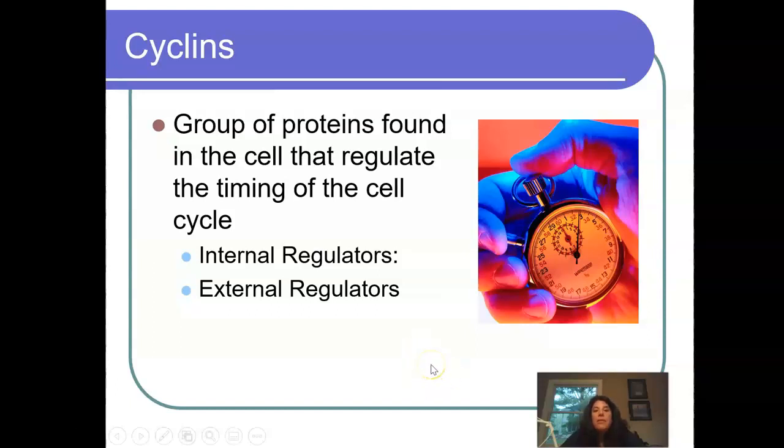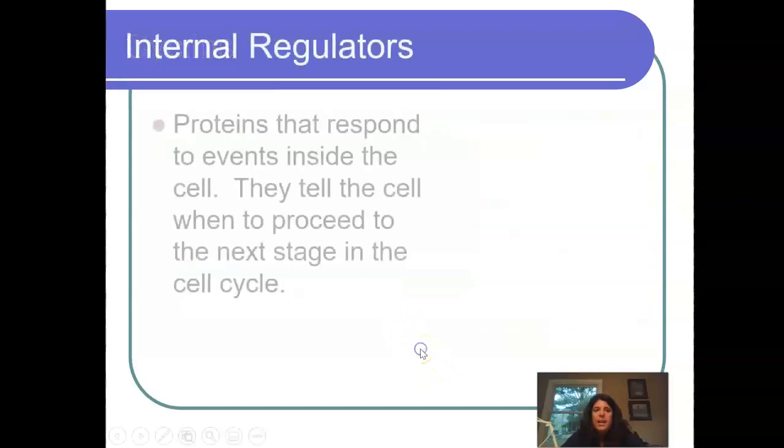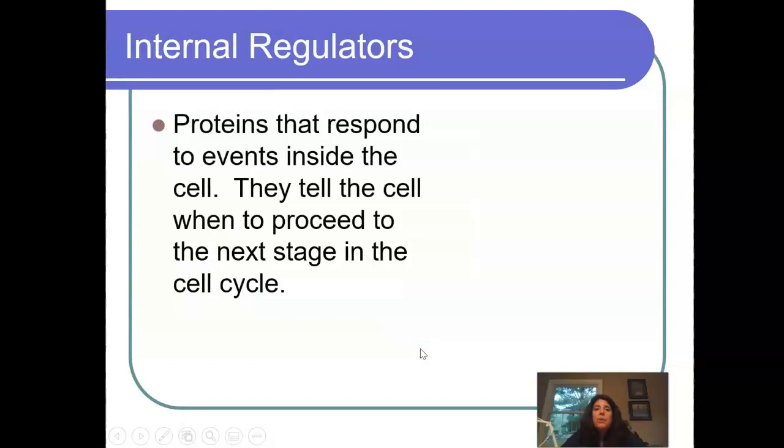Cyclins are the name of the proteins that regulate the timing of the cell cycle. And we put cyclins into two different categories, internal regulators and external regulators. Internal regulators are going to be proteins that respond to events inside the cell. They're going to tell the cell when to go from one stage to the next stage, so going from G1 to S, or going from S to G2. And they're going to monitor what's happening inside of the cell.